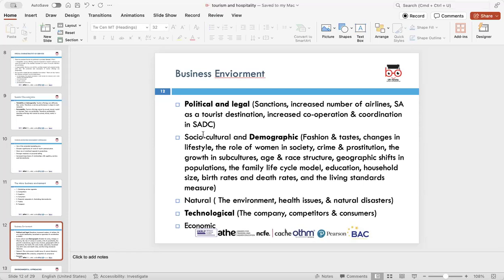Natural factors such as environmental health, natural disasters, and disease outbreaks significantly affect tourist destinations and operations. The technological environment includes advancements by companies and competitors, while economic conditions influence tourists' spending power and travel choices. So basically, together these elements interact, requiring tourism organizations to adapt and remain resilient.